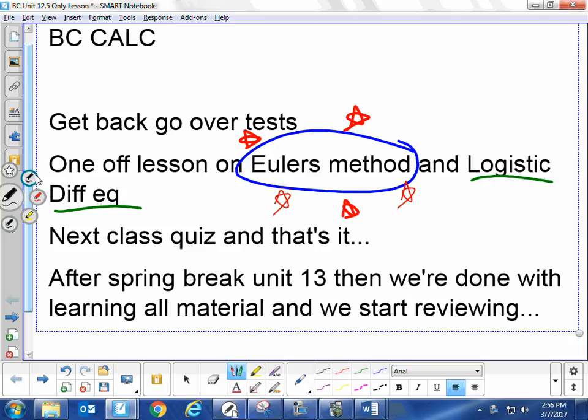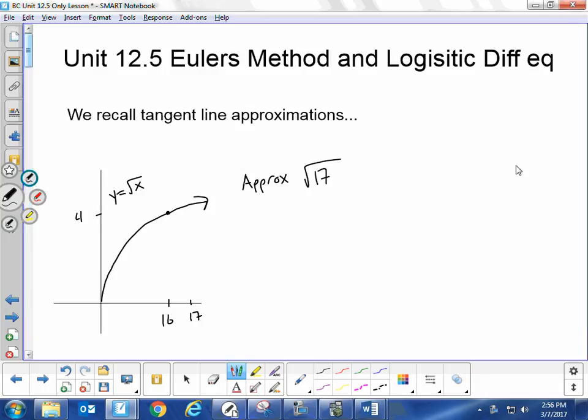We're not going to focus too much on it though. We could really dive deep into this lesson, but I'm not going to. I think it's a waste of time. So let's start with talking about Euler's Method. I need to copy this over.